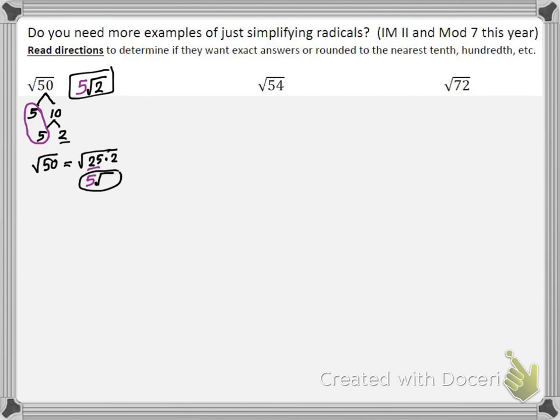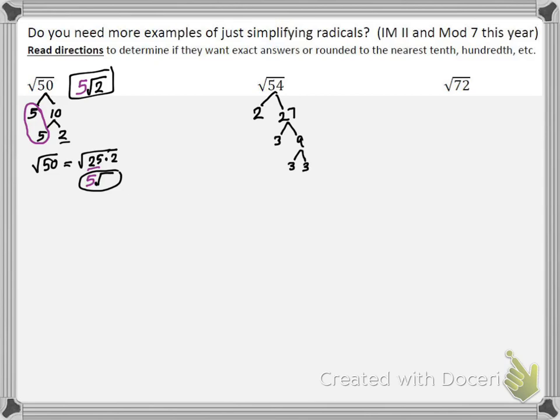Square root of 54. What goes into 54? This time I'll just say it's even, divide by 2. 2 divided into 54 gives me 2 and 27. What goes into 27? 3 and 9. What goes into 9? 3 and 3.